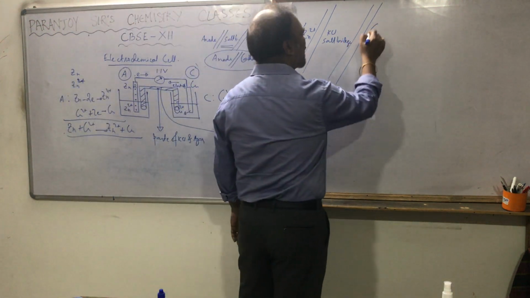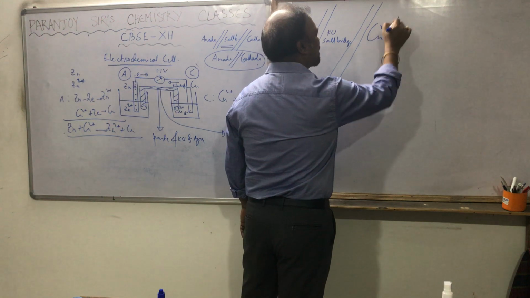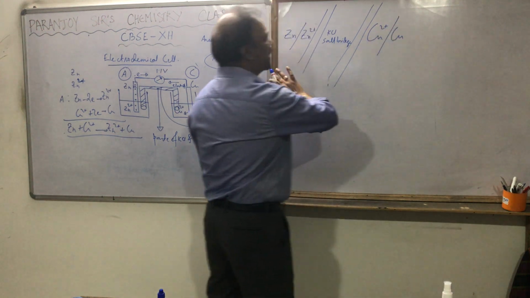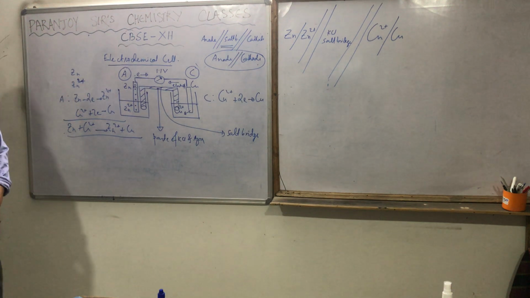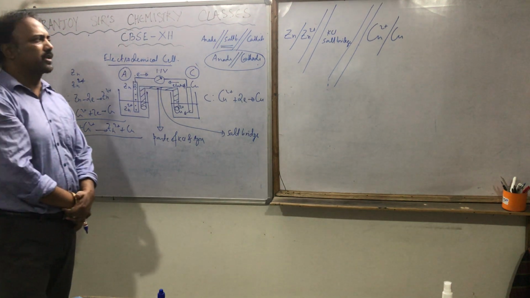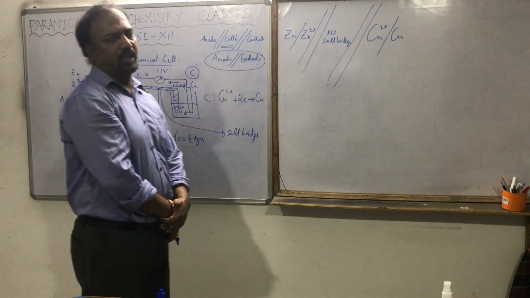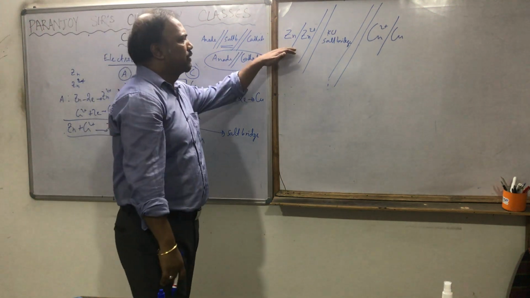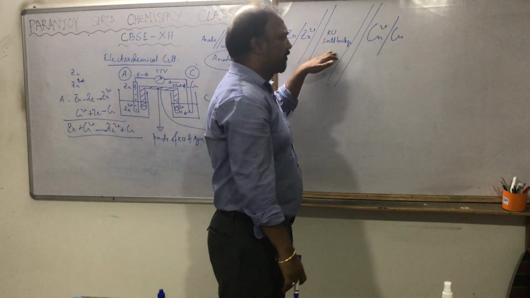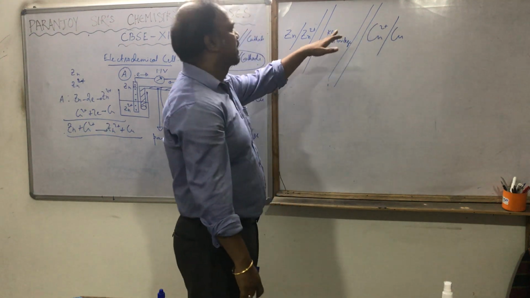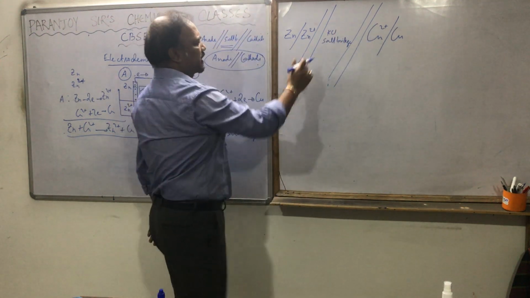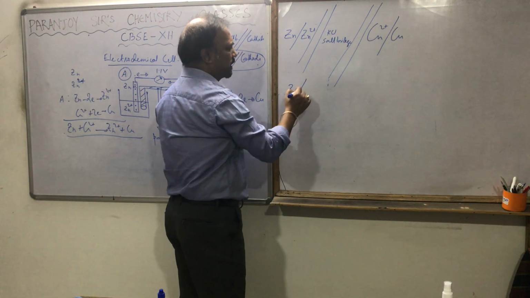So what will we write over here? Cu2+/Cu. This is how we represent a particular cell. Reaction at anode, then if the salt bridge is there, the salt bridge, then reaction at cathode. If the salt bridge is not there, we omit it. So if you represent it like this also, it is accepted.